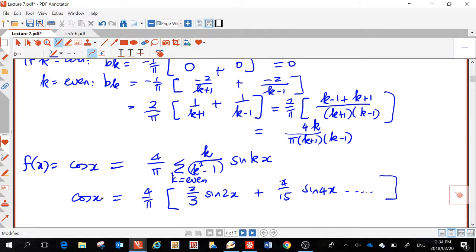If you try putting pi over 2 here, what's cos of pi over 2? It's 0. Right hand side, here it's 2 times pi over 2. So sine of pi is 0. Here is the sine of a multiple of pi, 0. So you have 0 equals 0. Harmonizes.